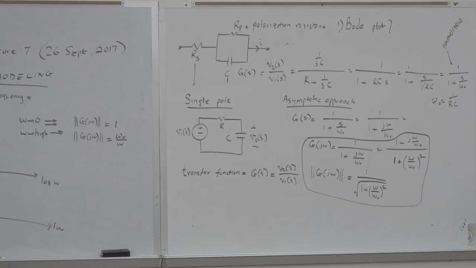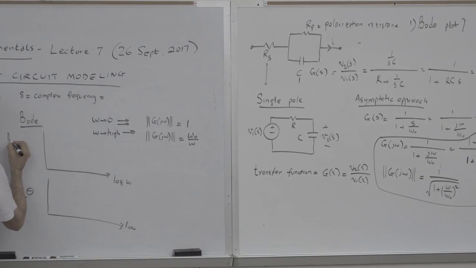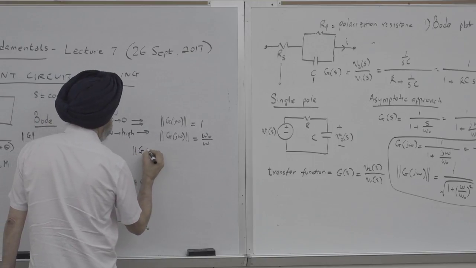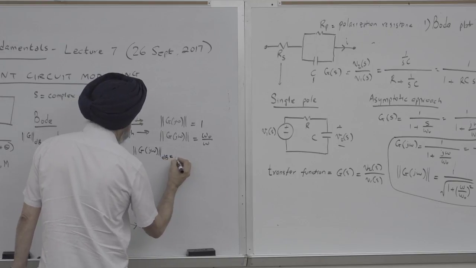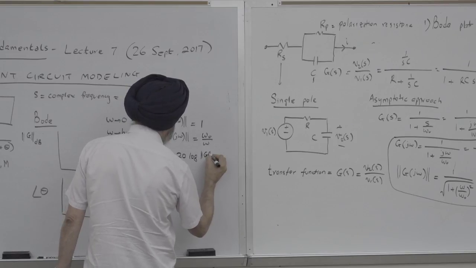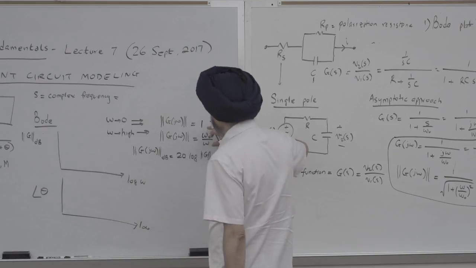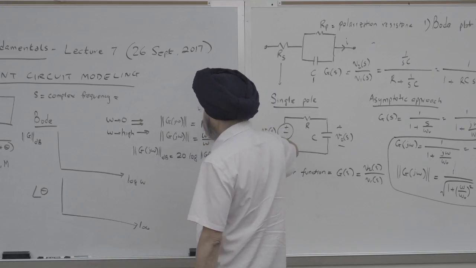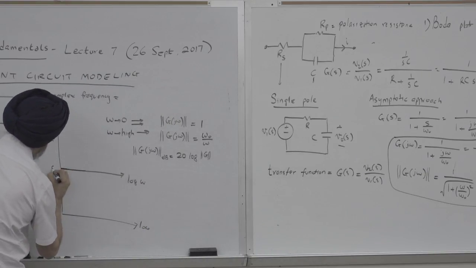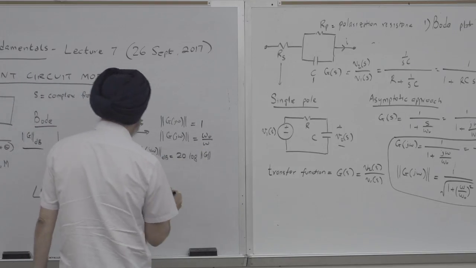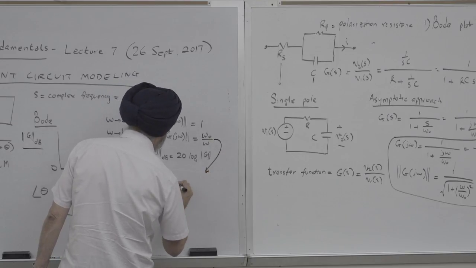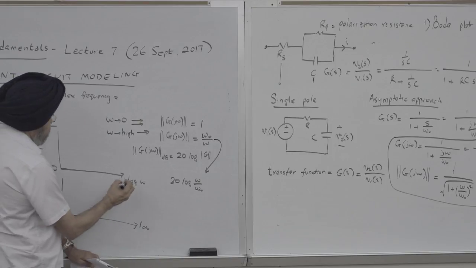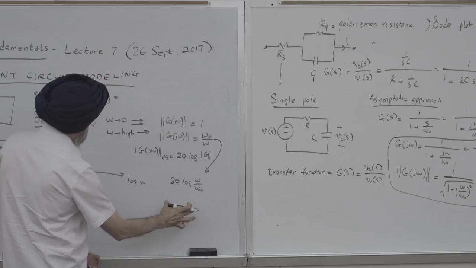On the Bode plot, we don't plot just the magnitude, we plot its dB value. So what is the dB value? The dB value of g of j omega is 20 log of g of j omega. Essentially, we take the g and we take the 20 log of g, and that gives us a dB value. So 20 log of 1 is 0, right? So in the low frequency range, the magnitude is 0. In the high frequency range, we get 20 log of omega naught over omega.